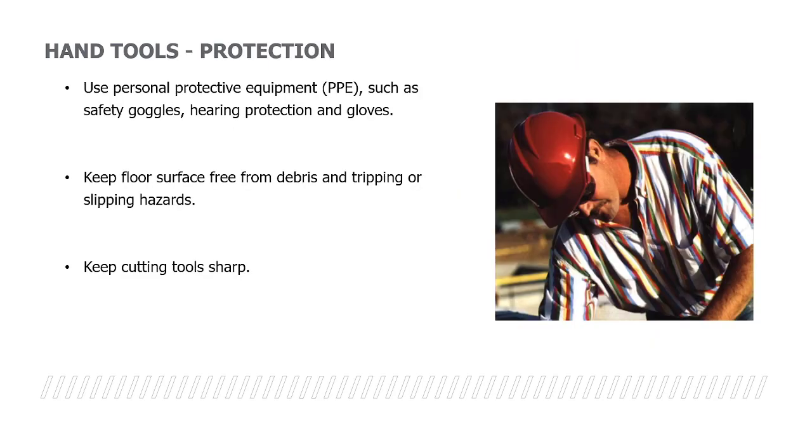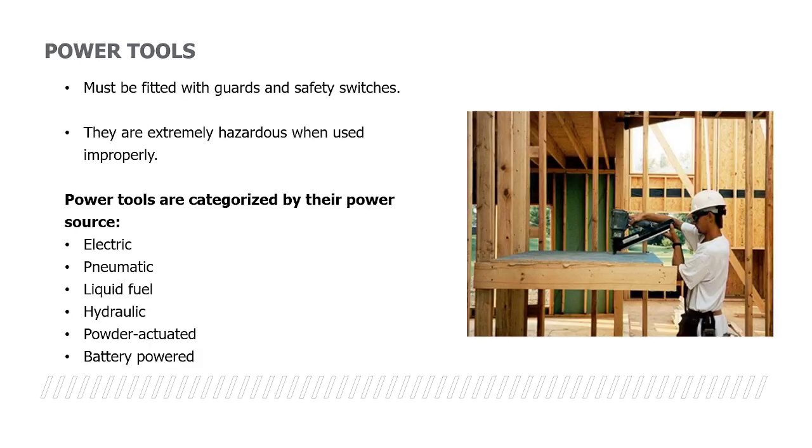On to the next part here. As far as your protection factor is concerned, use personal protective equipment such as safety goggles, safety eyewear, hearing protection, and gloves. Once again, keep the floor surface free of debris and tripping or slipping hazards. The other thing too is keep cutting tools sharp. Sharp tools are safer than dull tools. Power tools must be fitted with guards and safety switches. They are extremely hazardous when used improperly.